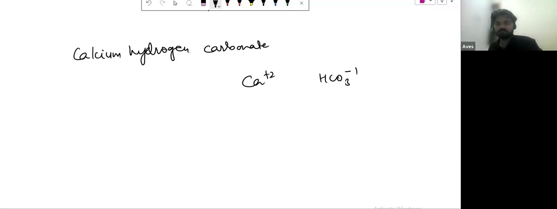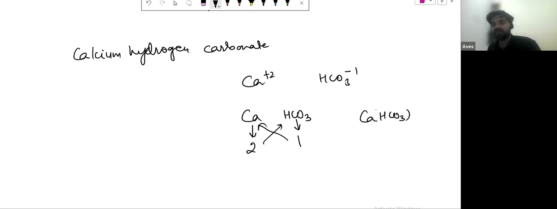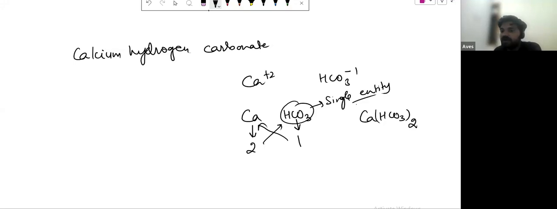Ca3HCO? No, this will be calcium with valency 2. Sorry, this is going to have valency 1. So you need to cross multiply this one, and then you will get calcium and the hydrogen carbonate HCO3, and then you need to multiply it by 2. Got it? Why do we need to multiply it? Because this will be considered as a single entity. Understood?